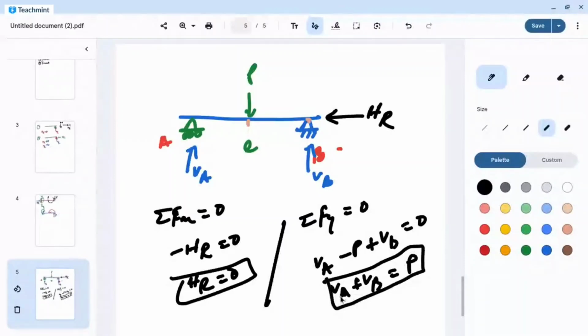So who will find VA and VB? Okay, this is homework. Moment later, because of this P there will be a moment. So there is one unknown moment. I'll be asking in the next class tomorrow.